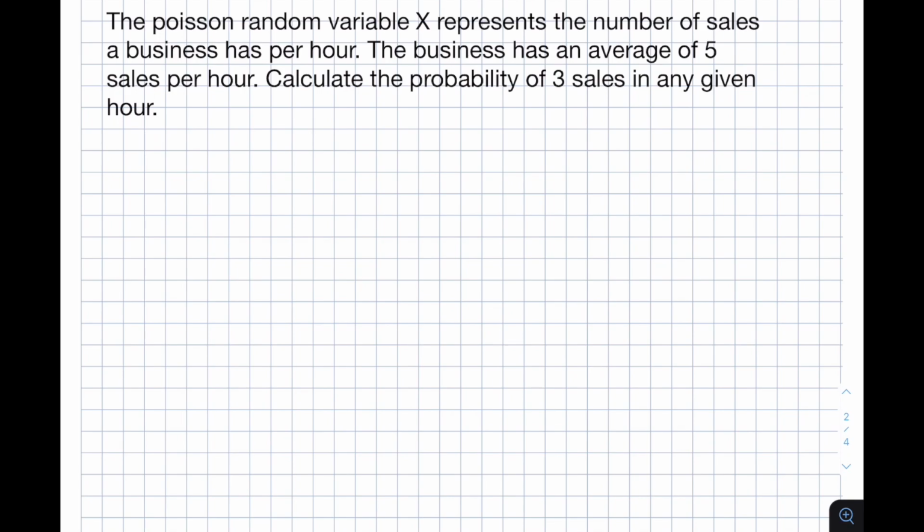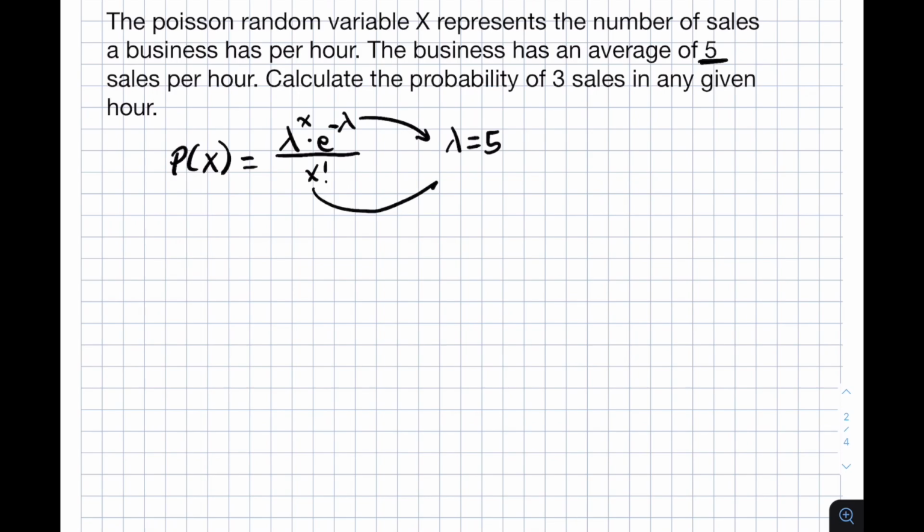We can recall that the probability density function for a Poisson random variable is lambda^x times e^(-lambda) over x factorial. We know that lambda is the mean, which is given to us as 5, and x is the number of successes we want, which is 3. So we can sub all of these values in, and we get 125 times e^(-5) over 6, which gives us 0.14.